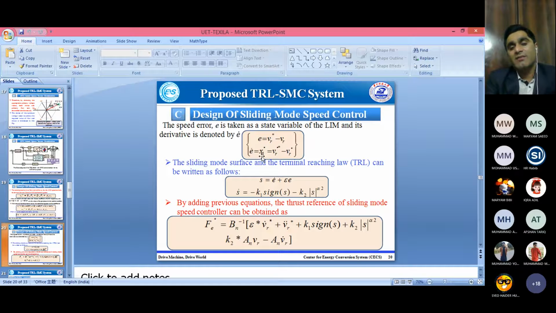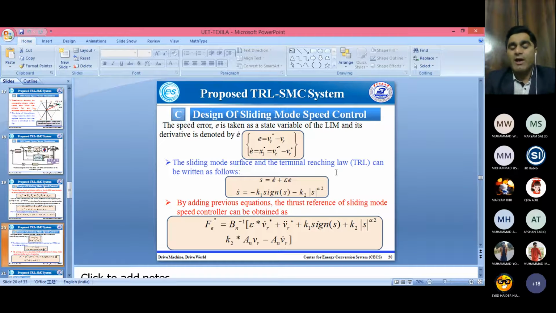It would be the x1 dot, or first derivative. Then this is the reference speed and this is the actual speed. So this is the reference speed dot and the actual speed dot. The slide mode surface and terminal reaching law can be written as follows.